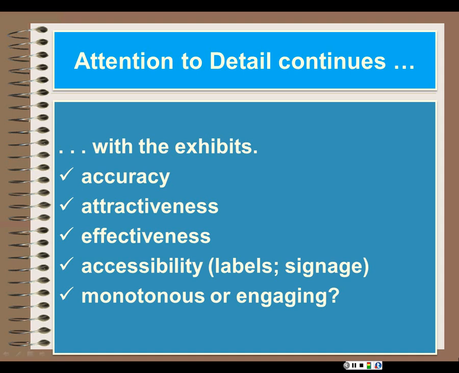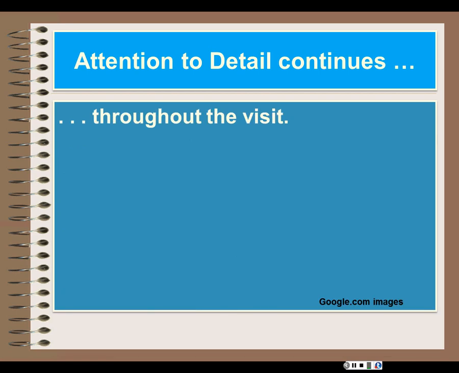Are they monotonous or engaging? Again, really, in the kinds of exhibits that we do in the 21st century, there's no reason why they have to be monotonous. They should be engaging and embrace technology if we can. And how do they flow? Obviously, the flow of an exhibit, and we'll talk more about this, is very, very important. Attention to detail continues throughout the visit to your institution.